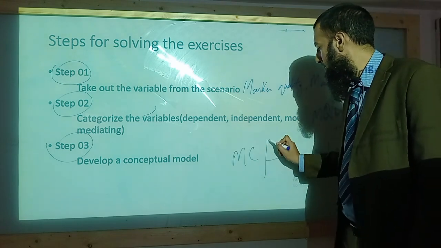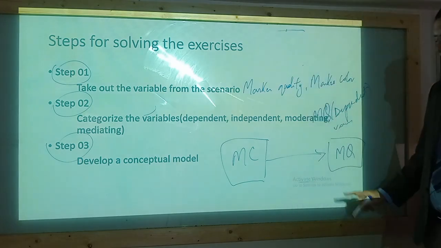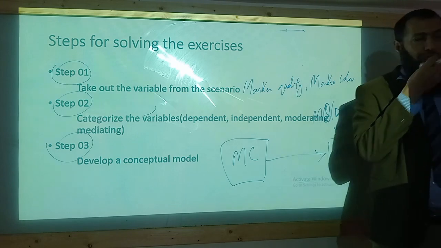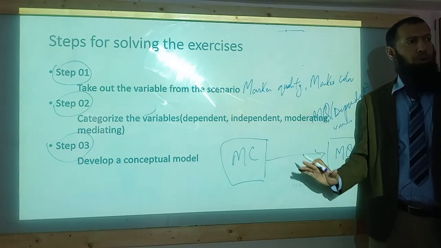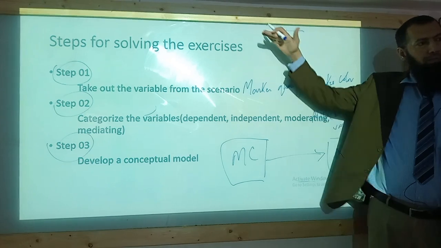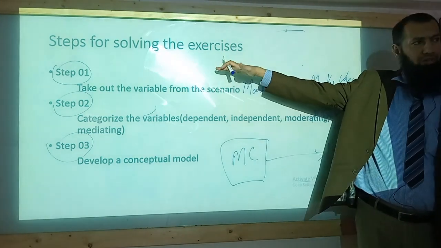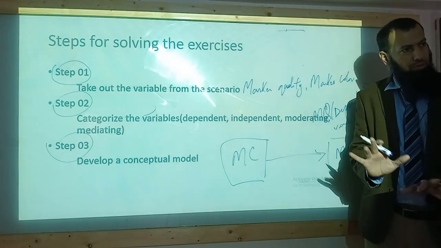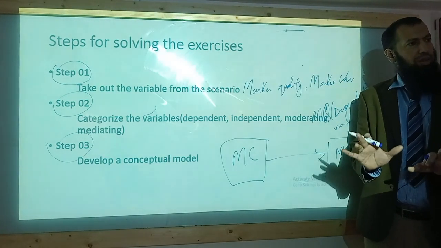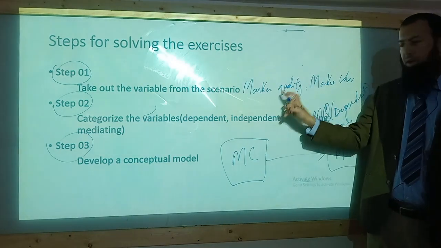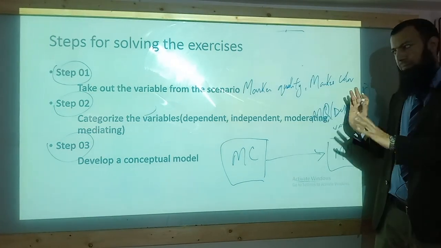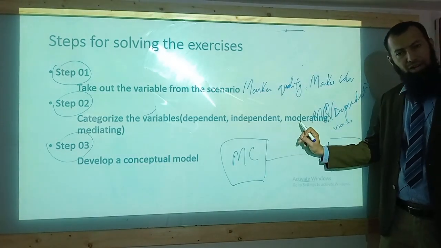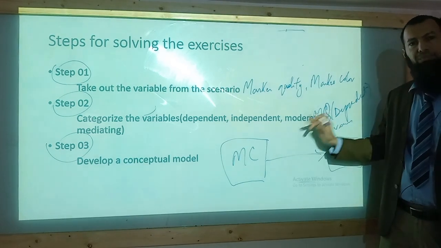Marker color is impacting the marker quality. Got it? So basically what we have learned is that to solve any problem we have to take it step by step, starting from the first step, that is mentioning all the variables you find in the scenario. 2, 3, 4, 5, 6, 7, 8, 9, 10, whatever. Write it down, everyone. Then you have to categorize which one is dependent, which is independent, which is mediating, which is moderating, if there is any.